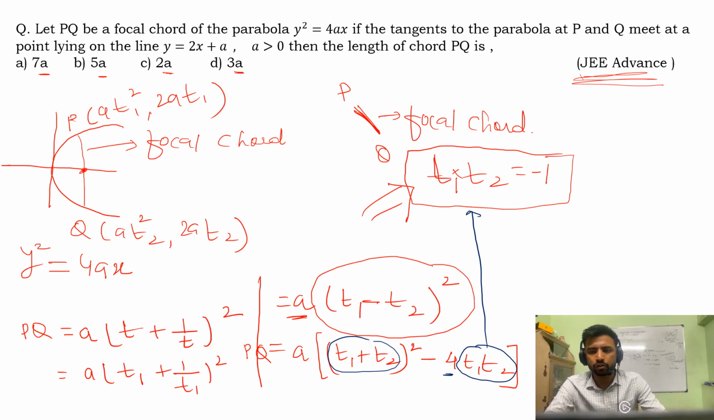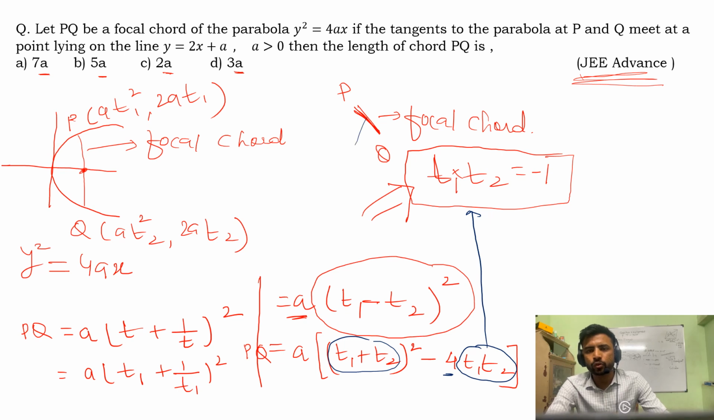So what we have now, we have t1 into t2 is equal to minus 1. We have PQ is equal to a times the square root of (t1 plus t2) whole square minus 4 t1 into t2. So this much information right now we have, and we have this parabola with P as coordinates this one and Q with coordinates this one. So this is the information that we have from the given information.